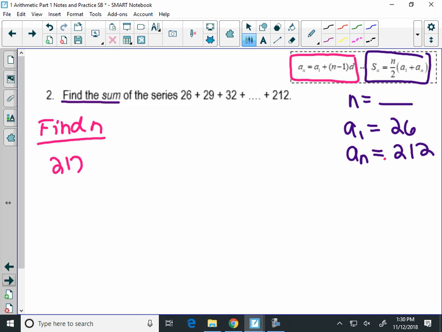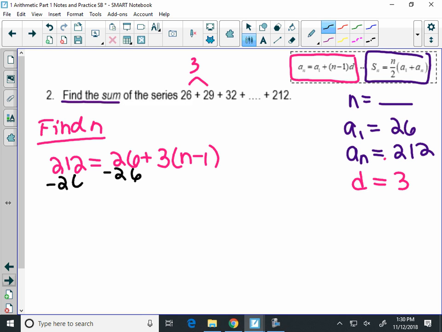So I'm going to take 212 equals A sub 1, which is 26, plus, do I know the common difference? What's d in this formula? What do I add every time? 3. So I'm going to do plus 3 times n minus 1. So we've found n before. Let's simplify, let's subtract, let's distribute, and do that.